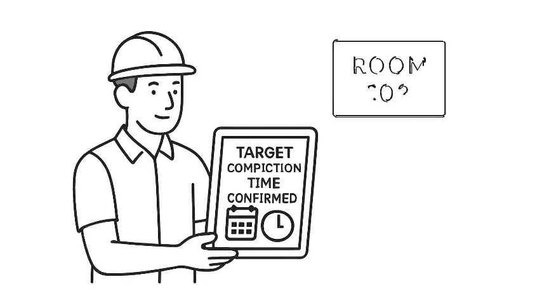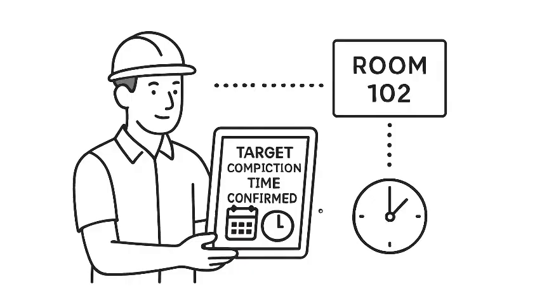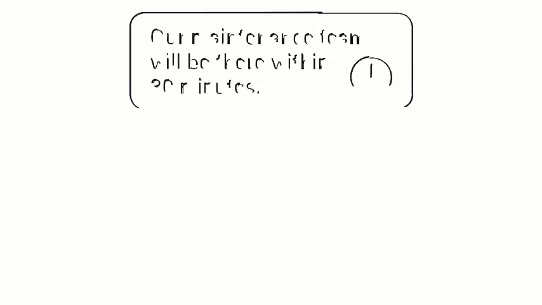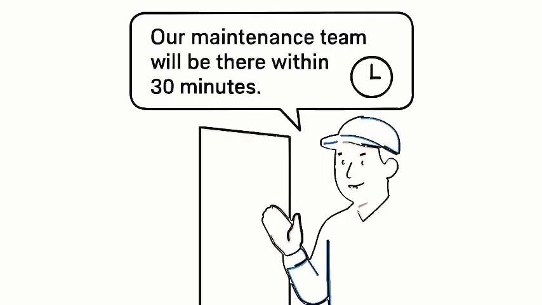Step 4. Assign the task. Send the request to the right maintenance team member. Share all details, including room access rules and any guest notes. Confirm they received it and know the target completion time.